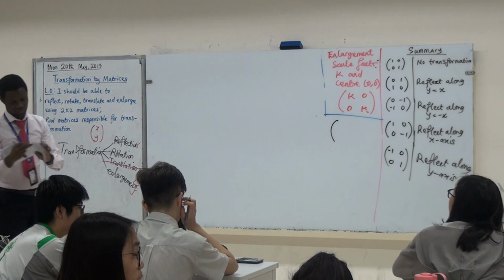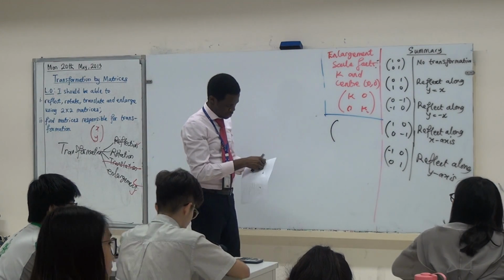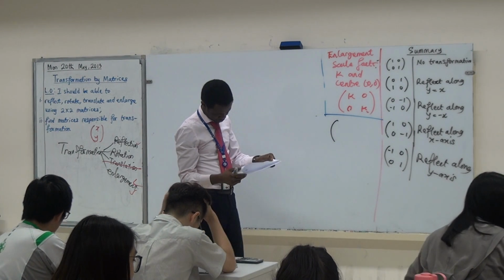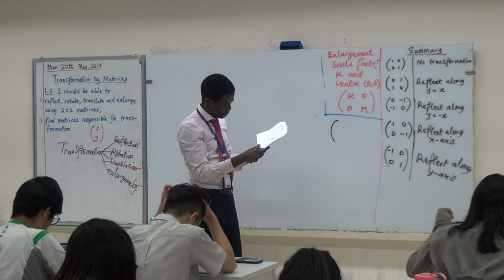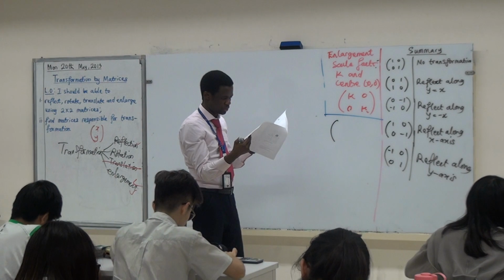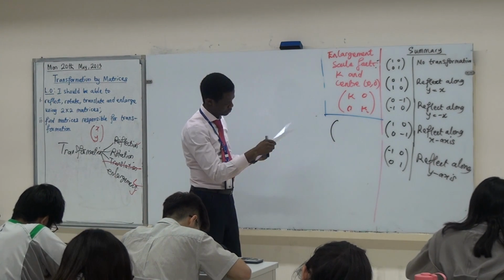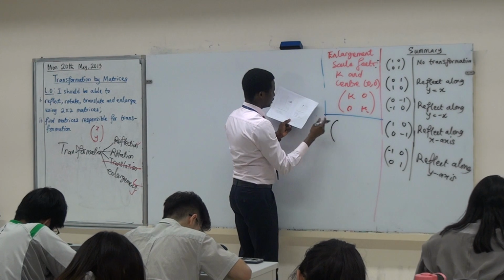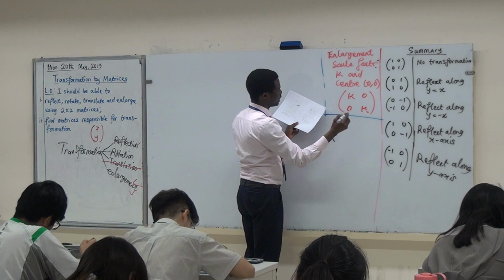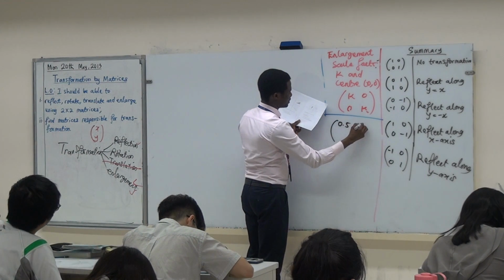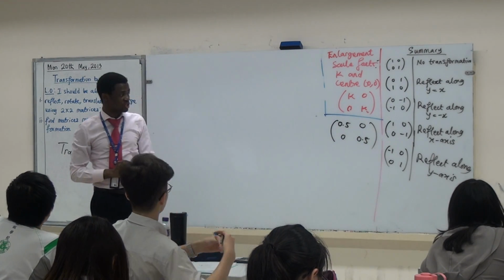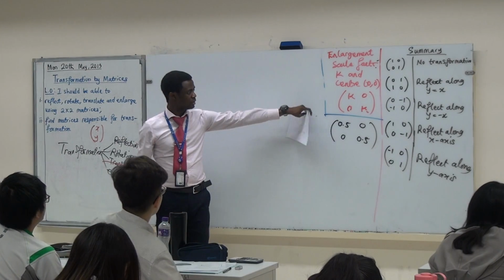Question 3D. Okay, please, thank you. So the question says: draw the image of triangle A after transformation represented by this matrix. Which of the transformation matrices discussed looks like that? This one.